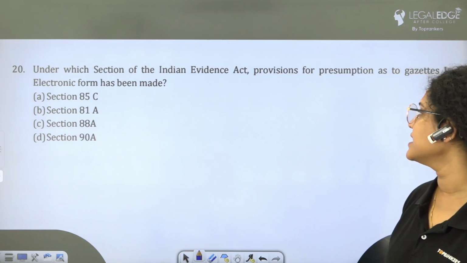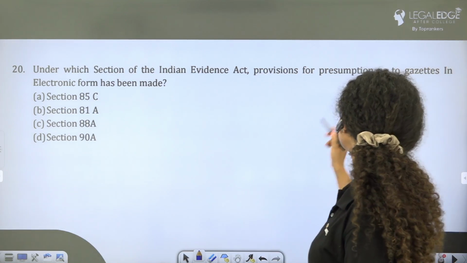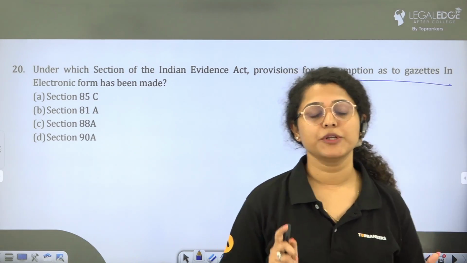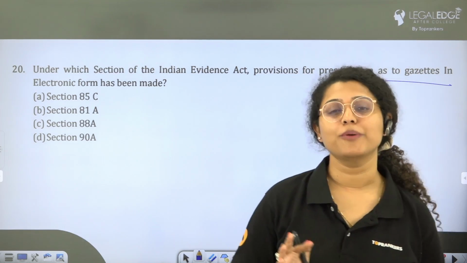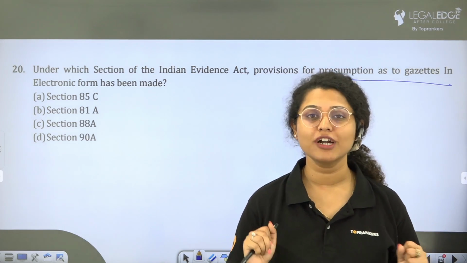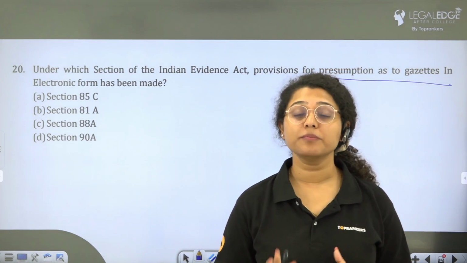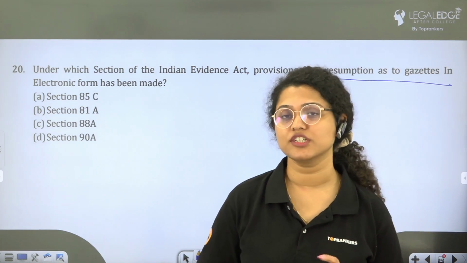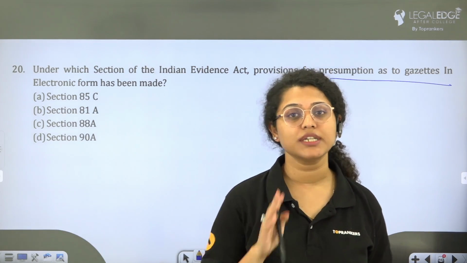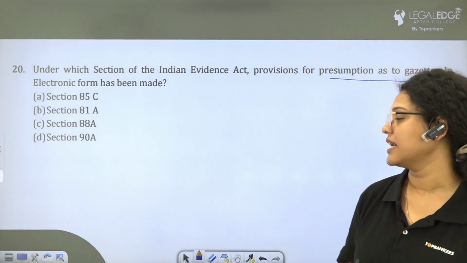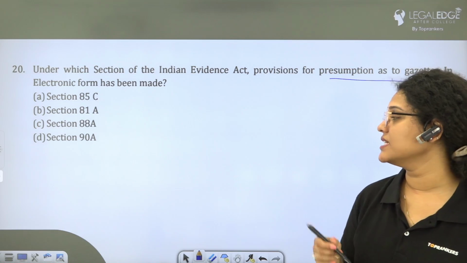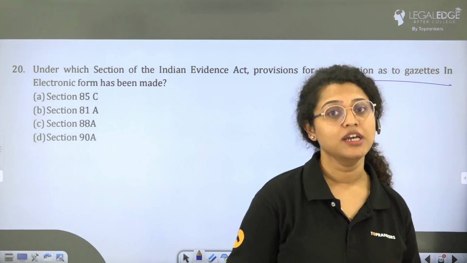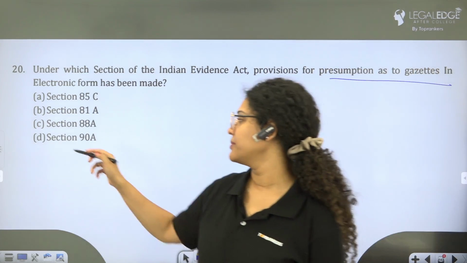Under which section of the Indian Evidence Act are provisions for presumption as to gazettes in electronic form provided? Presumption as to gazette in electronic form. I know that a lot of people do not read these sections, but it would be nice if you just know the section numbers and the names of the sections. That is sufficient for this part of the Indian Evidence Act. Option A, section 85C; B, 81A; C, 88A; and D, section number 90A. So your answer here is section number 81A.